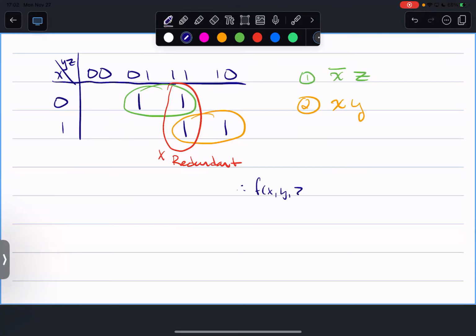F of X, Y, Z is X is off, Z is on, plus X is on, Y is on.